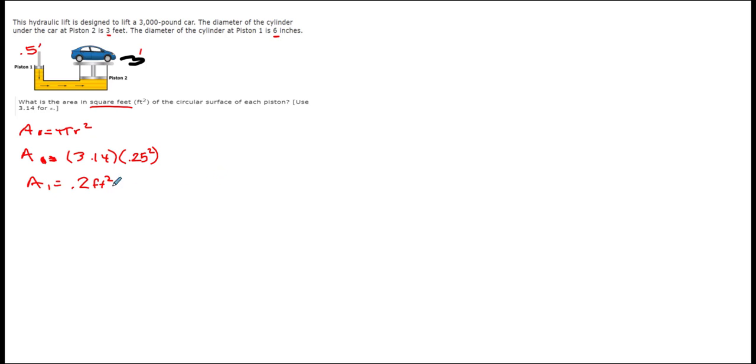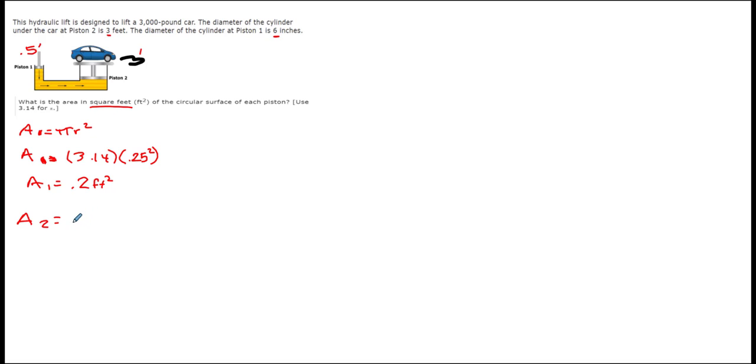Okay, and honestly at that point I could stop right there because that's piston 1 and there's only one answer on Kite that has that. But if I wanted to work this problem out, you will notice that they actually have two answers that are very similar. One that has 0.2 feet squared as the second answer. So be careful when you're doing your math and pay attention to which one is which.